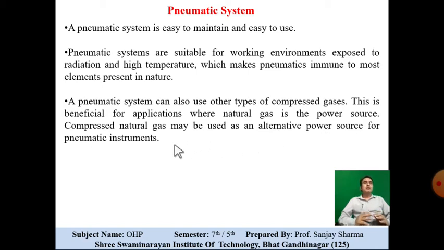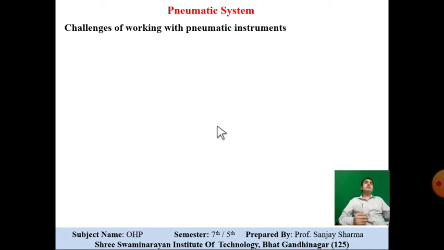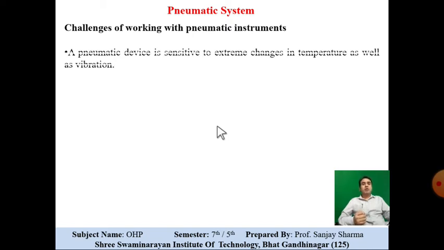So in this pneumatic system, in many cases nitrogen is used, but it is hazardous. So the compressed natural gas also we can use in the pneumatic system for the operation. So these are the different advantages. Now what are the challenges? We cannot say the disadvantages, but we can say what are the challenges of working with the pneumatic instrument that we are normally facing.